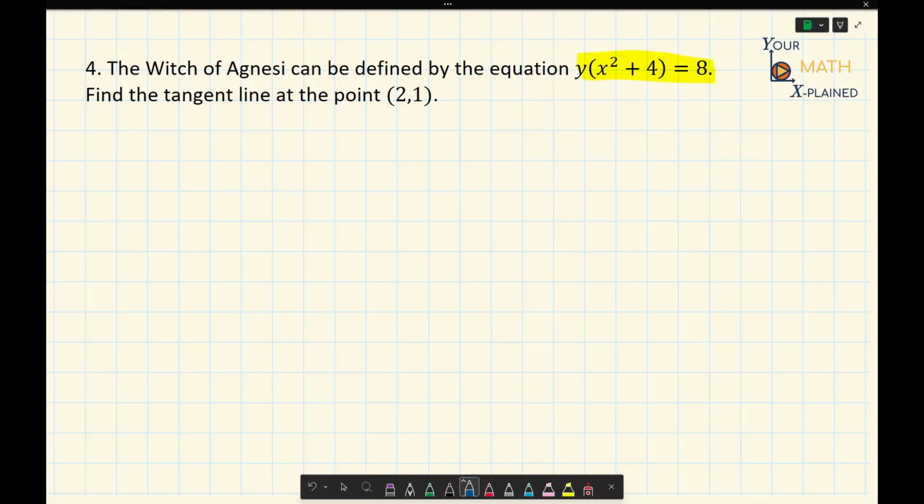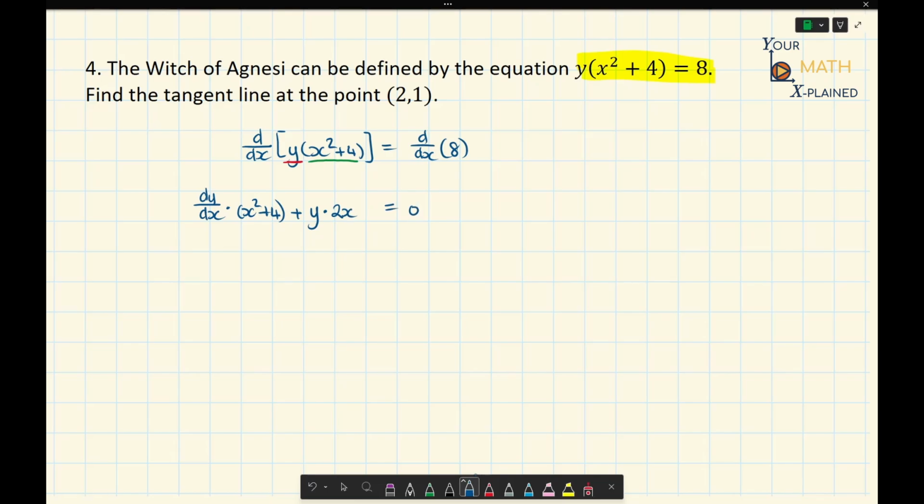So we're going to use implicit differentiation and differentiate both sides of this equation with respect to x, which means it'll be d by dx of y times (x squared plus 4), and this is equal to d by dx of 8. So for the left-hand side, we're going to use our product rule because we have y times (x squared plus 4). So product rule says we're going to take the derivative of y, so that'll be dy dx. We're going to multiply this by (x squared plus 4). And then we're going to add y multiplied by the derivative of x squared plus 4, which is 2x. And this is equal to 0.